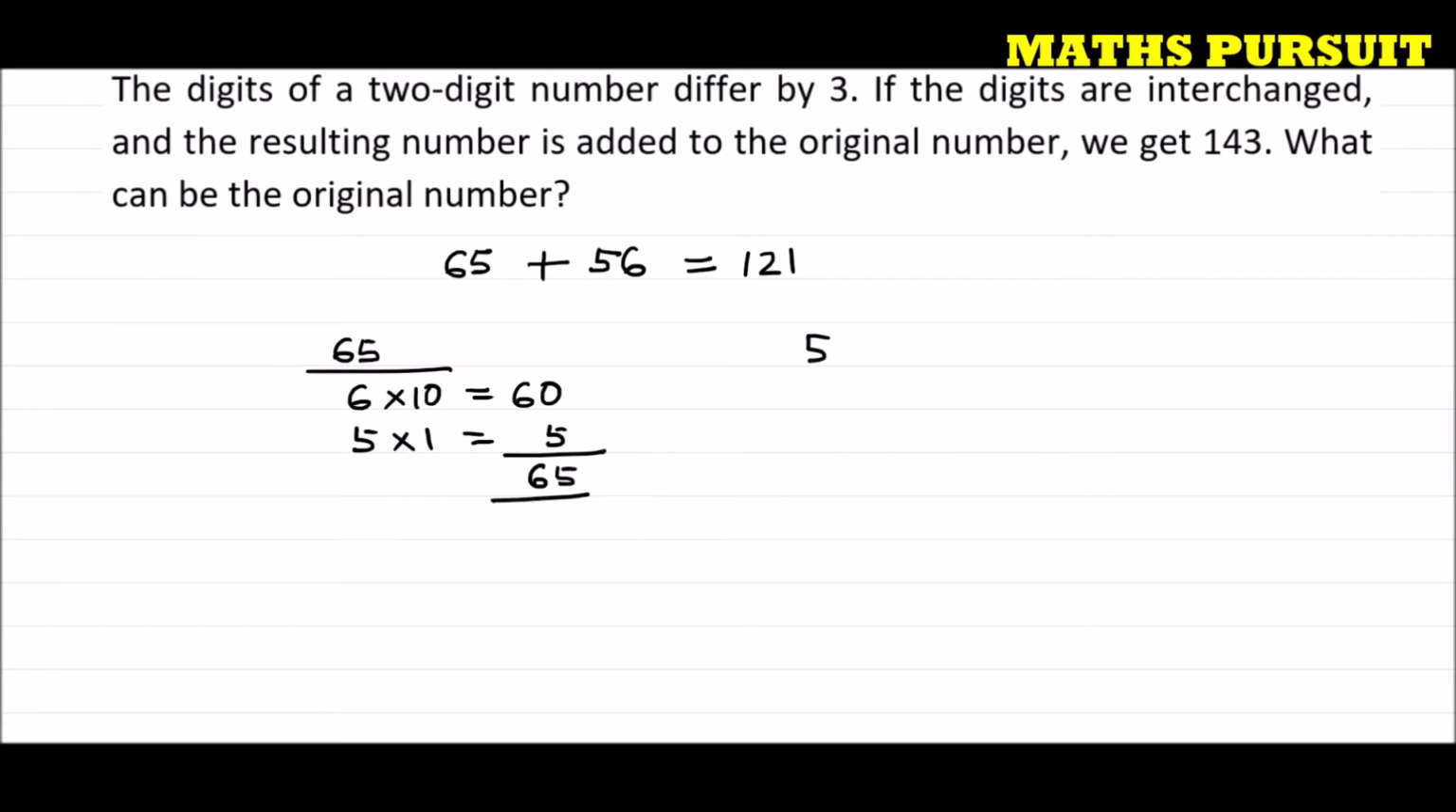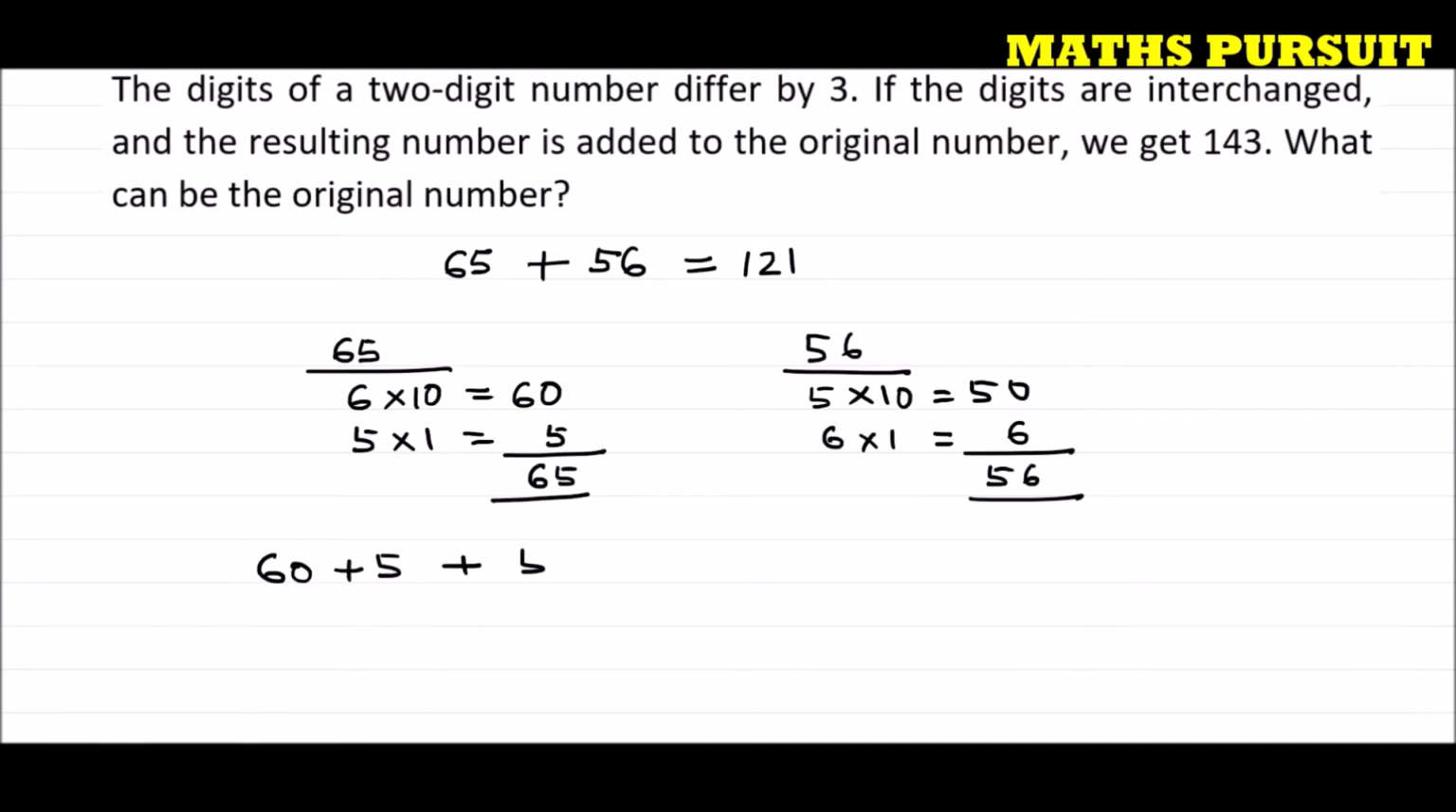Similarly, 56 can be written as 5 into 10, that is equal to 50, and 6 into 1, because 5 is in the tens place and 6 is at the units place. When we add, we get 56. That means instead of 65 plus 56 is equal to 121, I can write in other words 60 plus 5 plus 50 plus 6, that is equal to 121.